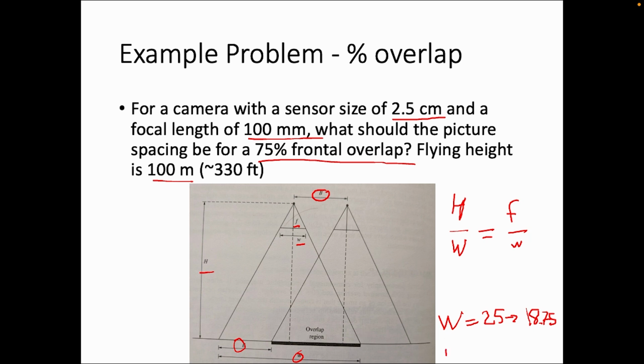Then b is going to be 25 meters minus our overlap region, and so we're going to end up with a 6.25 meter spacing between pictures. So every 6.25 meters, we want to take another image. If we have a fixed drone speed, then we know exactly how often we need to take those images.